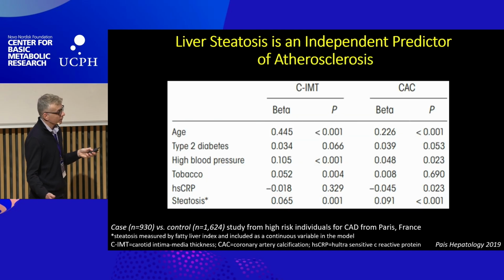But steatotic liver disease is also an independent predictor of coronary artery disease and atherosclerosis. And this is a case control study from France, in which you see that the presence of steatosis predicted the thickness of the carotid artery. And also it predicted the amount of calcium in your coronary arteries. These are like classical atherosclerosis signs. And they were also doing better than diabetes, for example.